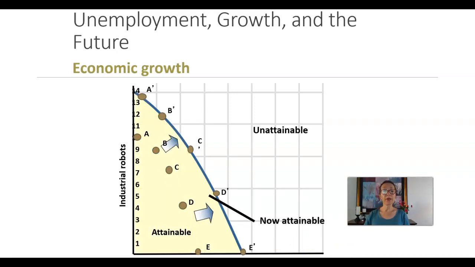But what if we have an increase in resources? And now with that increase in resources, we can now shift our production possibilities to the right and produce more. And that would be an example of economic growth.